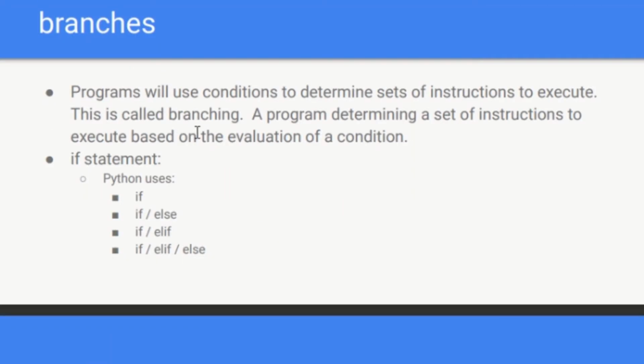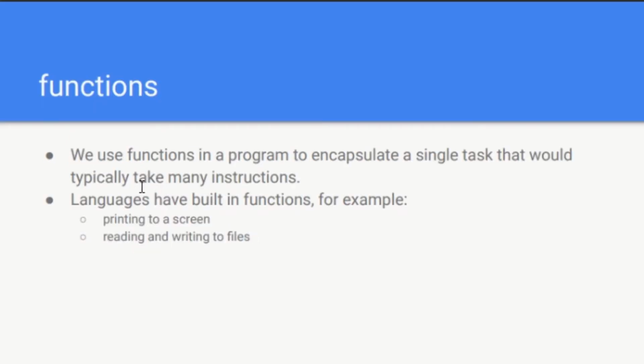Programs will use conditions to determine sets of instructions to execute. So a program determining a set of instructions to execute based on the evaluation of a condition. So these are if statements, if else statements, if else if statements, and so on and so forth. Functions. We use functions in a program to encapsulate a single task that would typically take many instructions. So a function would be like printing to a screen or reading and writing to files.